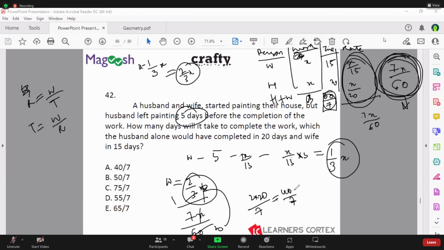Okay. Now this is the number of days that they took to work together, and 5 days that the wife took alone. We will basically just add 5 here. This becomes 75 over 7. So option C would be the answer.